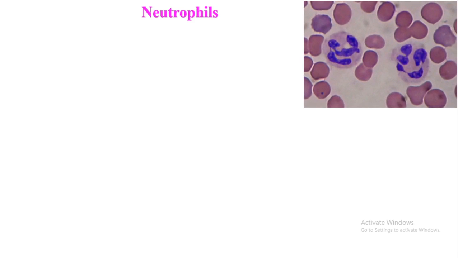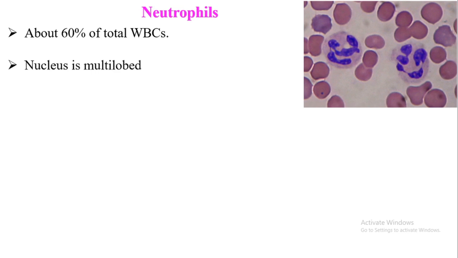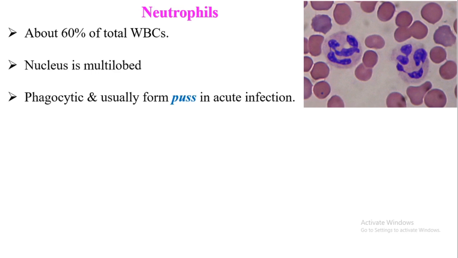Now neutrophils. Neutrophils, as you can see in the diagram, they have a multilobed nucleus. They are approximately 60% of total WBC. Their nucleus is multilobed and they are phagocytic in function, and they usually form the pus when there is acute infection.